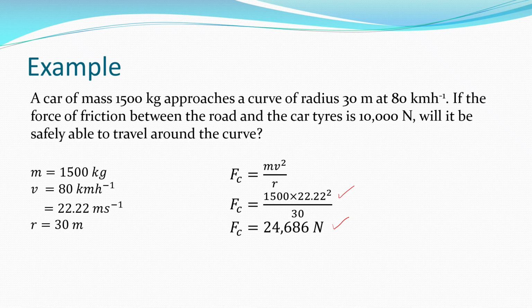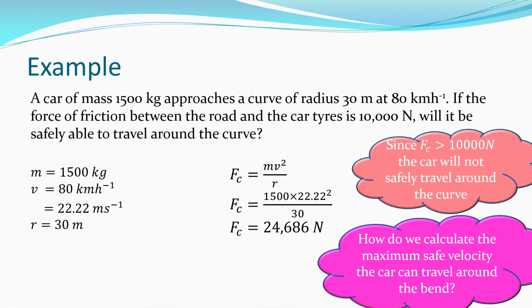All right, so what does that tell us? Since the centrifugal force is greater than 10,000 newtons, the car will not safely go around the curve. It's going way too fast to go around that curve, because the centripetal force required to keep it on the road is bigger than the frictional force that we're given.